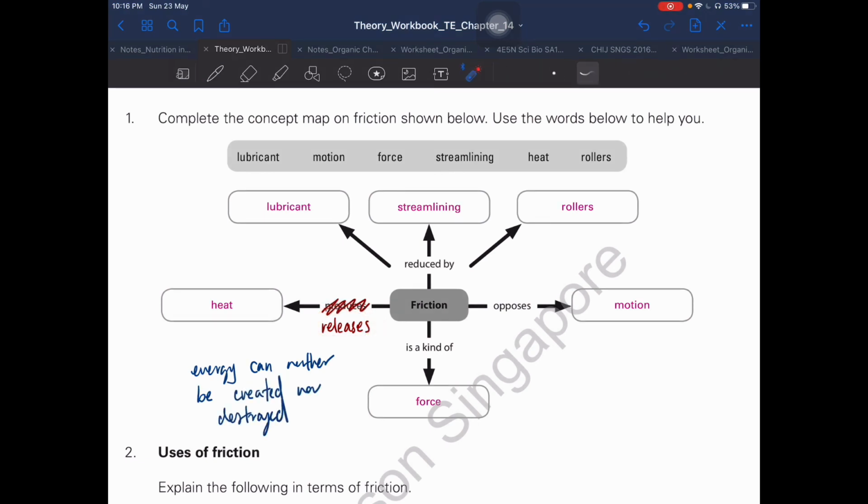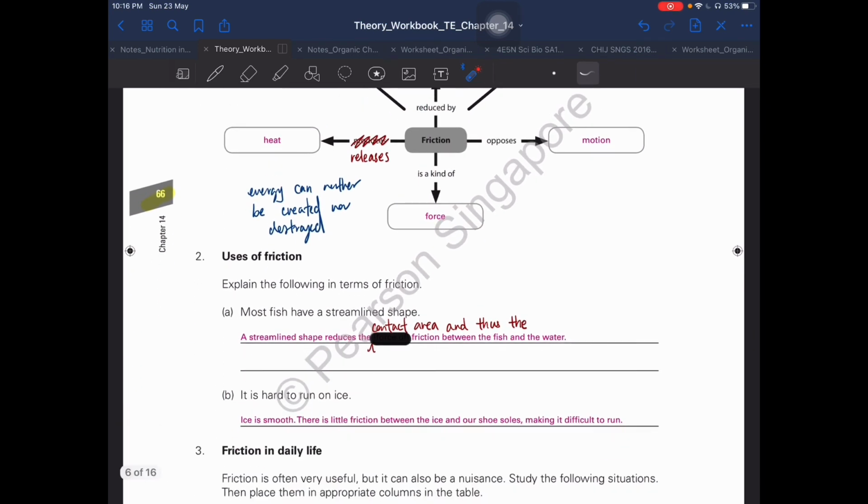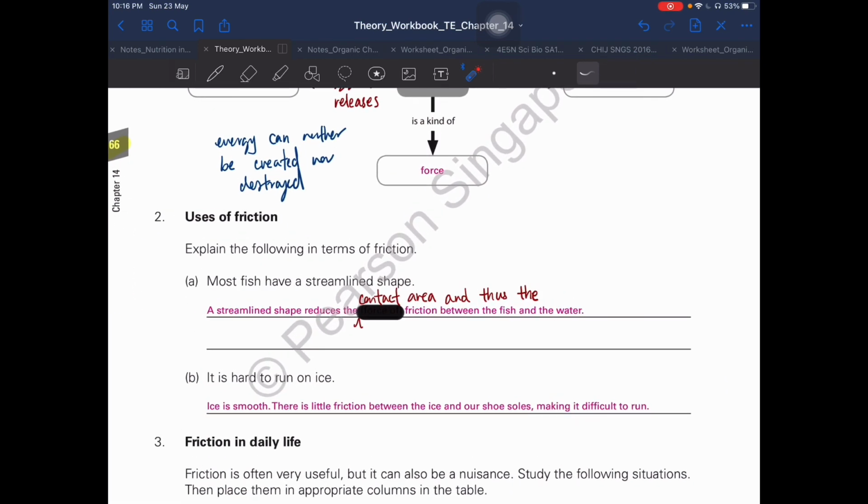So that's one of the issues with friction. It releases a lot of heat, and of course it can result in wear and tear, slows down an object, etc. Based on the keywords, it shouldn't be that hard to bring in some of the concepts. In terms of uses of friction, over here there are 2 key points before we end off the video.